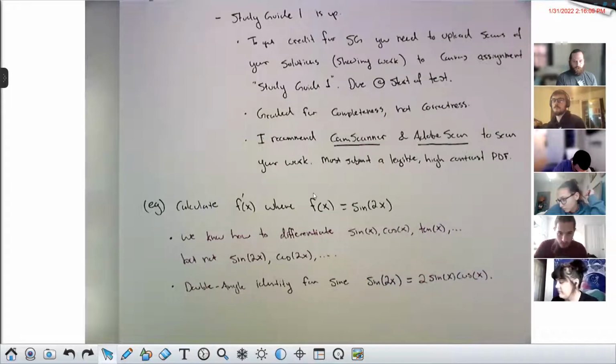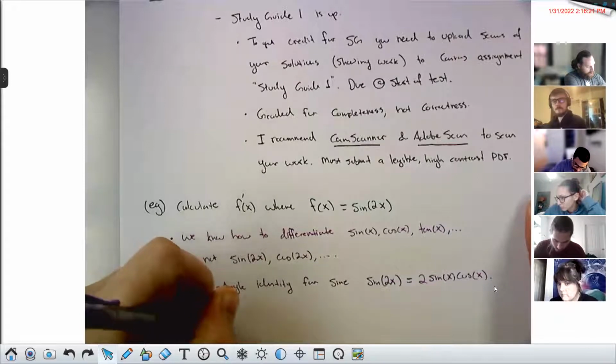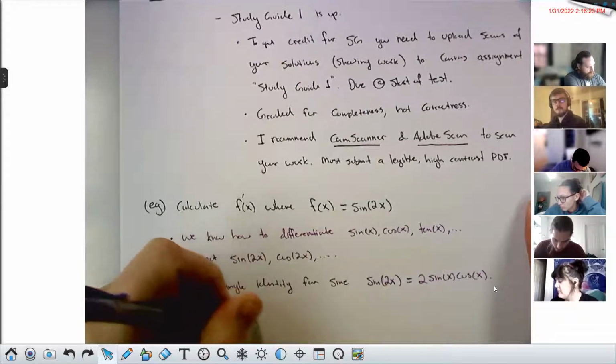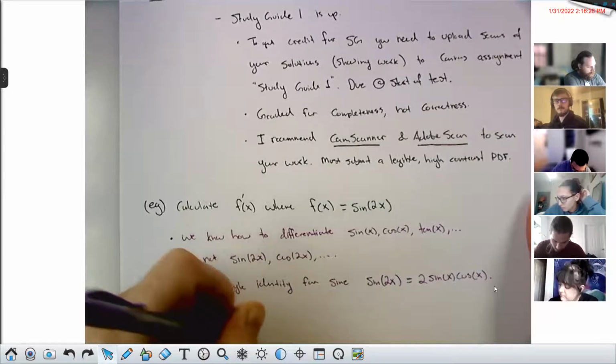So while it's true that in its original form, differentiation here would require the chain rule, if I write this out using the double angle identity, I get something I can differentiate using the product rule.